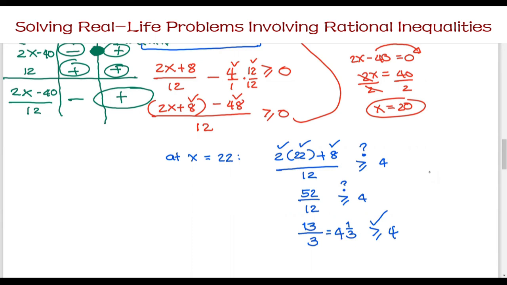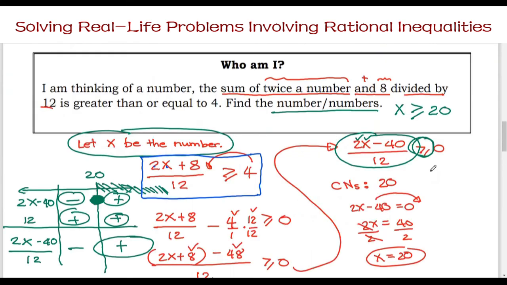So again, kahit anong number ang piliin niyo basta mas malaki or equal to 20, pwede. So that's why the answer to this problem is x greater than or equal to 20. Actually, pwede rin ang fraction. Basta greater than or equal to 20, like 20 and 1/2. Pwede rin yun. So, I think that's it.